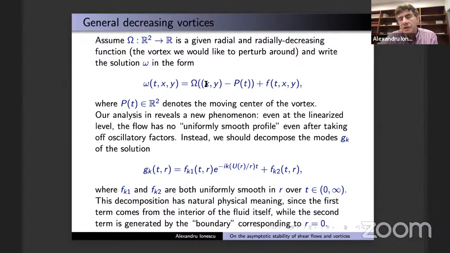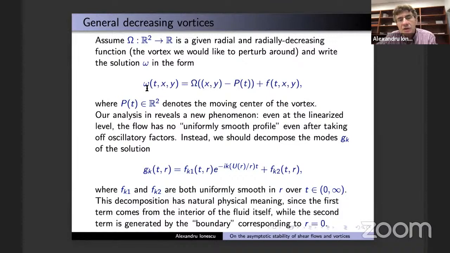Now, when we make this kind of ansatz, we can write the equation. There are again two objects that evolve. There is the location of the center P of t, which will move through the evolution, and there is the function f, the perturbation, and we can write the system. I didn't write it here because it would complicate things more, and I wanted to get to the main point.